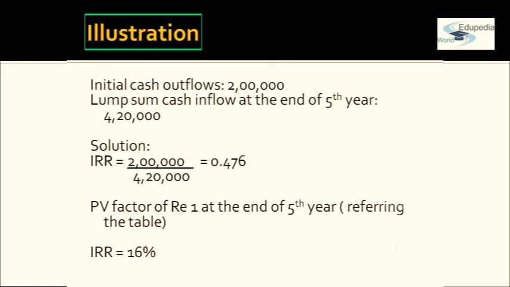Now open the PV factor of ₹1 table and look at the end of the 5th year. There is a row 1, 2, 3, 4, 5. Go to the 5th year row and see which rate this 0.476 corresponds to. We'll see that when the rate is 16% and the year is 5, it is 0.476. So this 0.476 is actually the value of ₹1 when your discount rate is 16% and you will receive this ₹1 at the end of the 5th year. So the present value will be 0.476. So the IRR of this project is 16%.